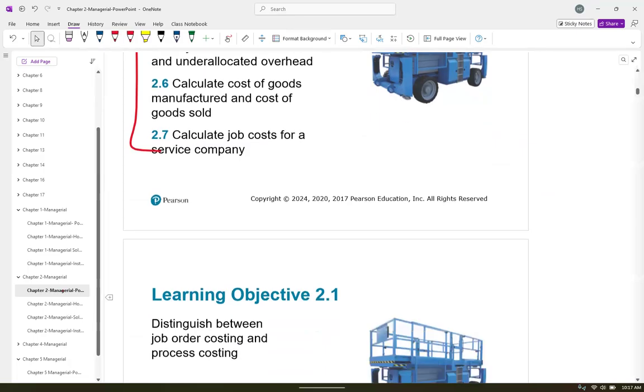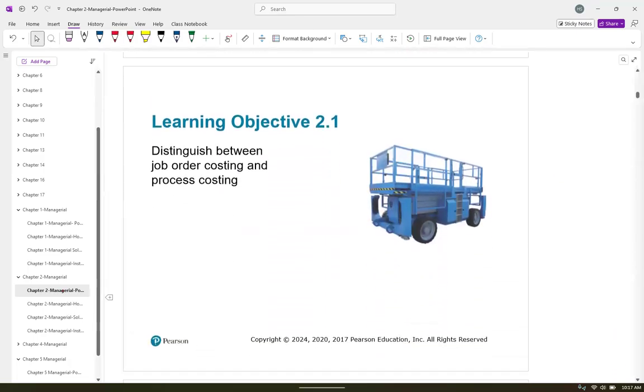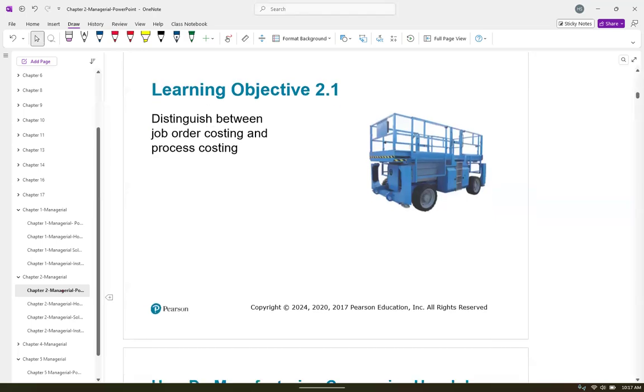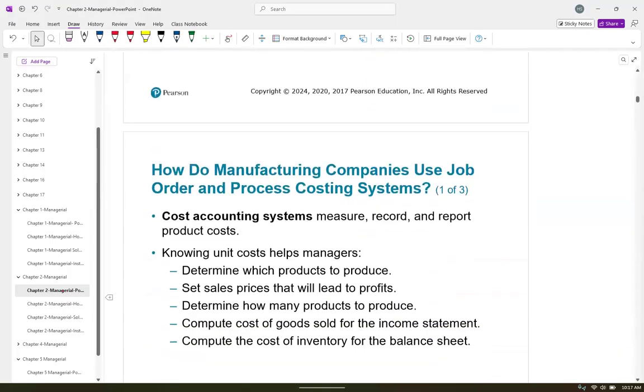Okay. All right, so first of all, we're going to talk about the difference between job order costing and process costing. We actually won't do the process costing chapter because we just don't have time to do that one along with all the other chapters that we have. If you are an accounting major, we'll look at process costing when you take cost accounting. Okay. So just kind of distinguishing between the two.